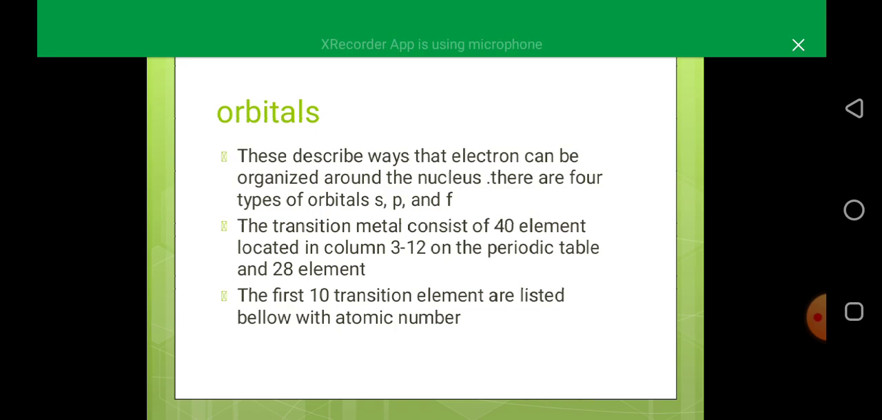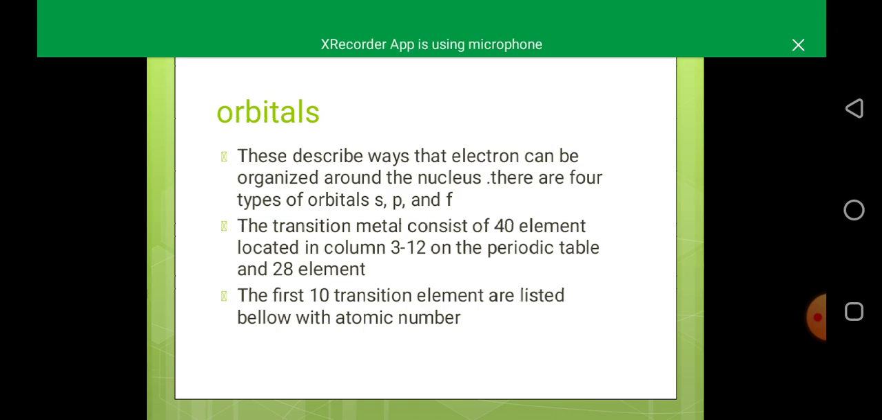Orbital describes the ways that electrons can be organized around the nucleus. There are 4 types of orbital. We have the s orbital, p orbital, d orbital, and f orbital. The transition metals consist of 40 elements located in columns 3 to 12 on the periodic table. The first transition series, the 28 elements, are listed below with their atomic numbers.